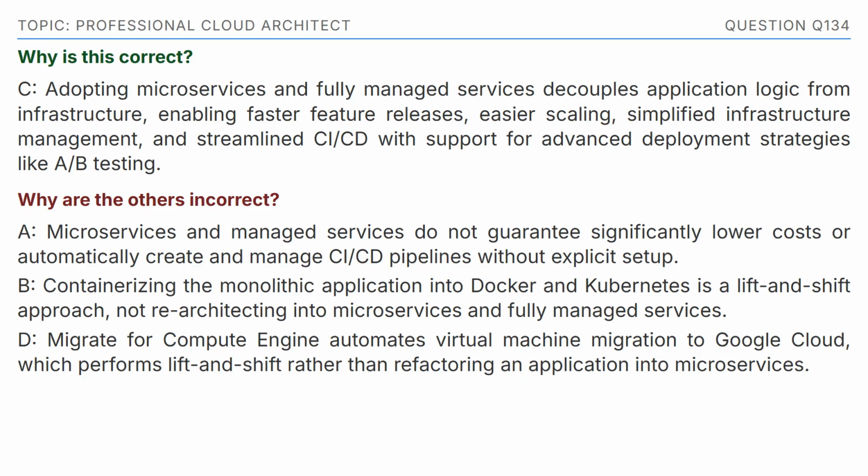Why are the others incorrect? A. Microservices and managed services do not guarantee significantly lower costs or automatically create and manage CI/CD pipelines without explicit setup. B. Containerizing the monolithic application into Docker and Kubernetes is a lift and shift approach, not re-architecting into microservices and fully managed services. D. Migrate for Compute Engine automates virtual machine migration to Google Cloud, which performs lift and shift rather than refactoring an application into microservices.